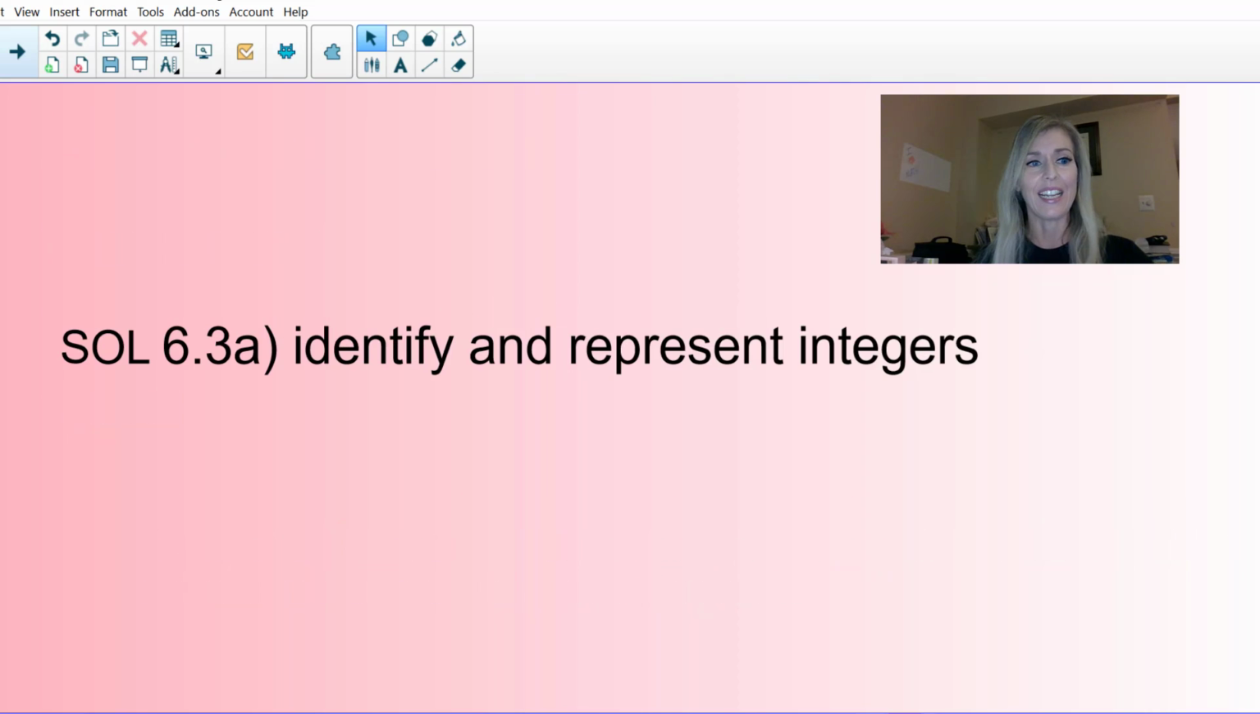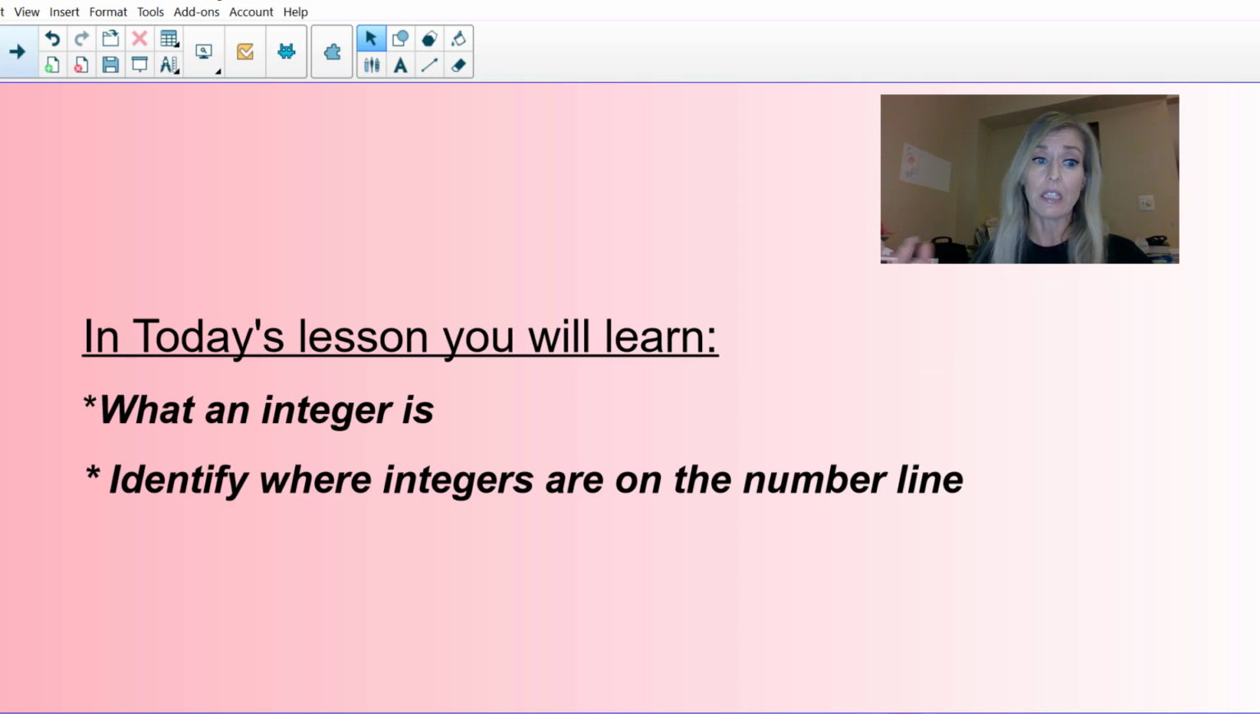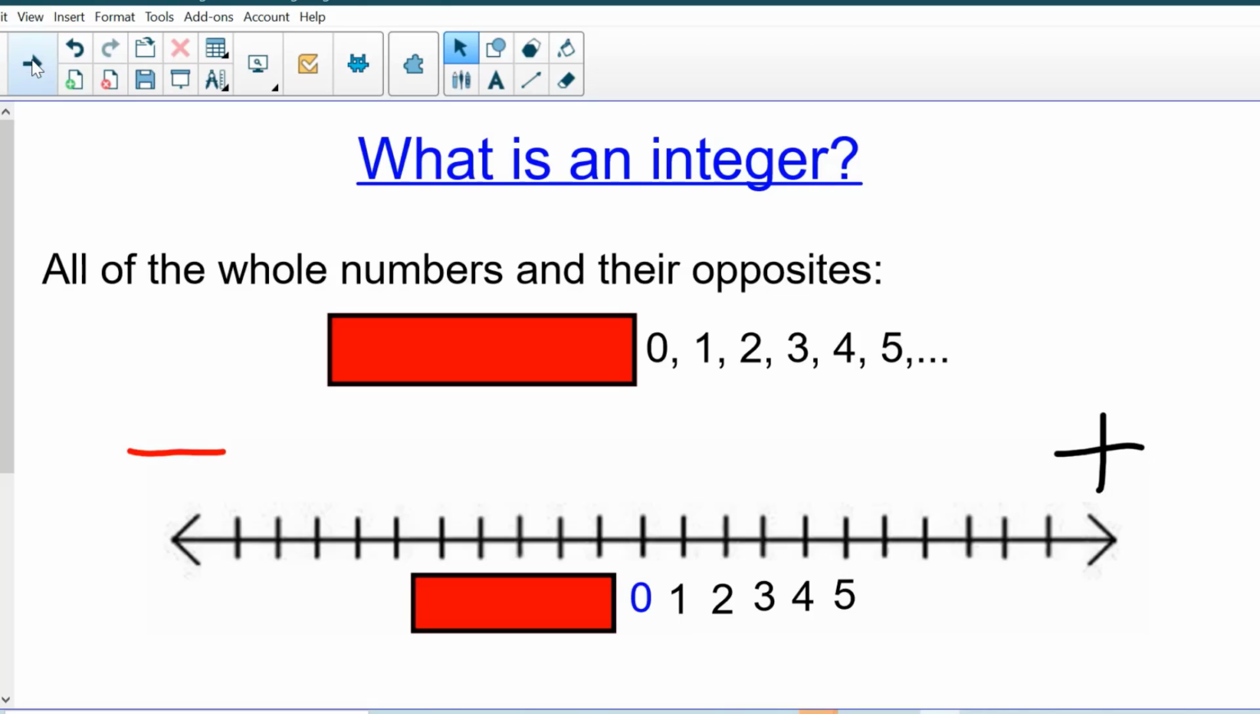So today we are going to look at Standard 6.3a, identifying and representing integers. Specifically, today you're going to learn what is an integer and where are they on the number line. And also we'll talk about what are some real life examples of integers. So let's get started. So what is an integer?